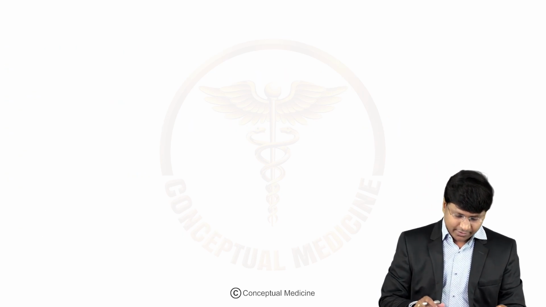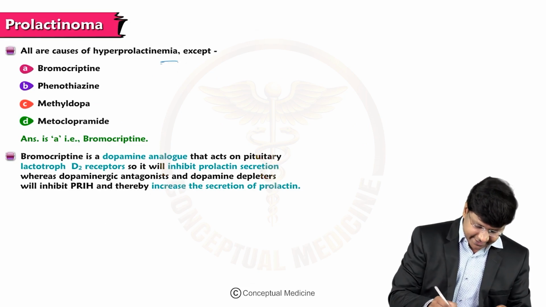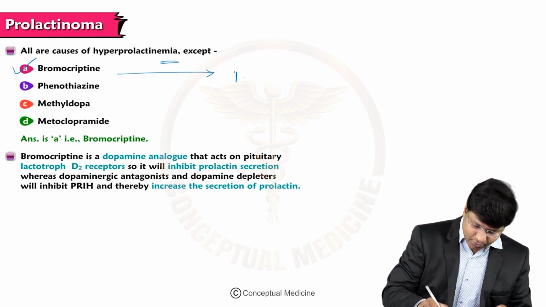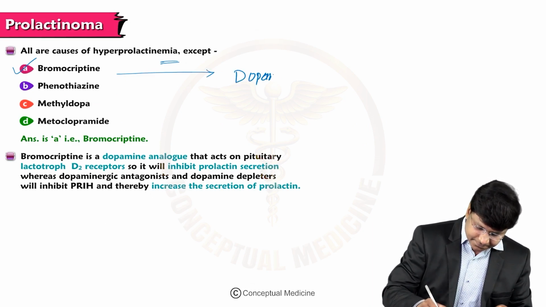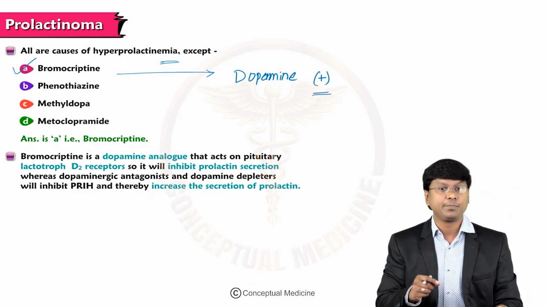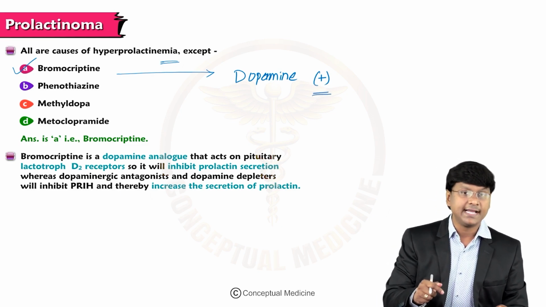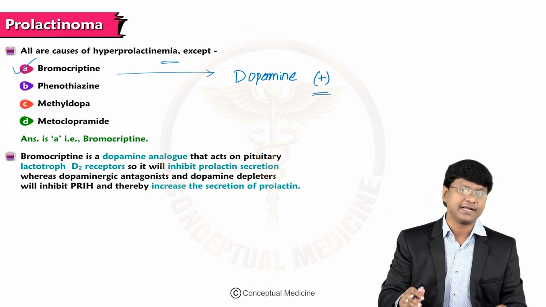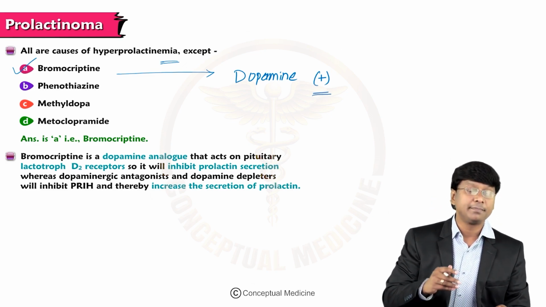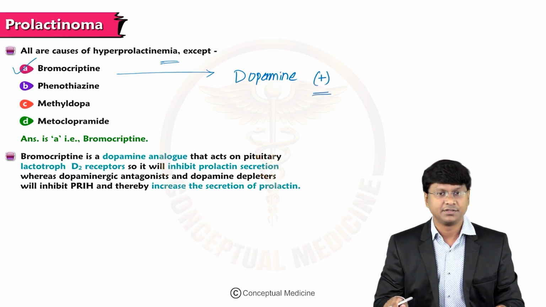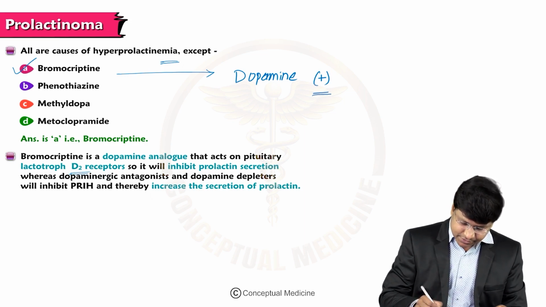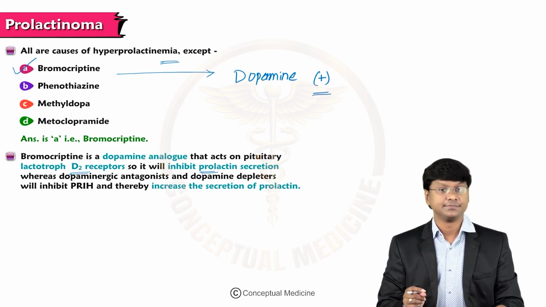Now, if you go back to the question here, all are the causes of hyperprolactinemia except bromocriptine. Bromocriptine is a dopamine agonist that will go and act on the D2 receptors and it will inhibit the prolactin production. So bromocriptine, in fact, is given in the treatment of prolactinoma. It is a dopamine analog that acts on the D2 receptors and inhibits prolactin secretion.